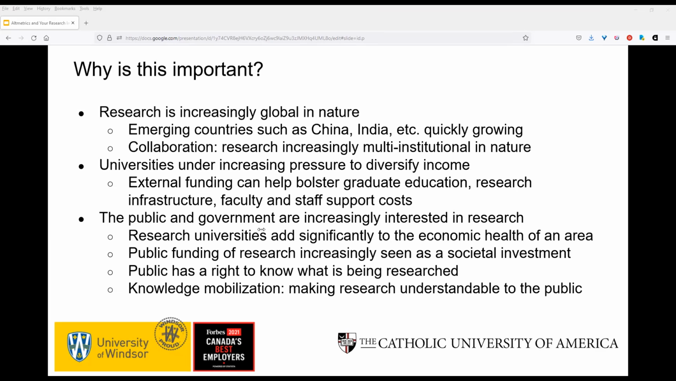The third theme is the increased interest of the public and government in research. Research universities can add significantly to the economic health of an area. Public funding of research is increasingly seen as a societal investment. And in fact, the public has a right to know what is being researched, especially at publicly funded institutions. This is becoming increasingly important. Last, you have the idea of knowledge mobilization. Making research understandable to the public is also considered to be a societal good.